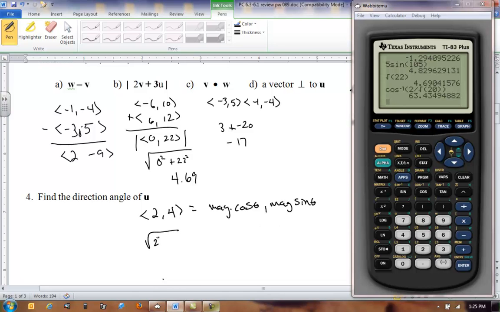That's going to be the square root of 2 squared plus 4 squared, which is the square root of 20. 4 plus 16. So the x component is 2, and that's equal to the square root of 20 times the cosine of the angle. So let's find the cosine of the angle. I just type in the arc cosine of 2 divided by the square root of 20. That gives me an angle theta of 63.4 degrees.